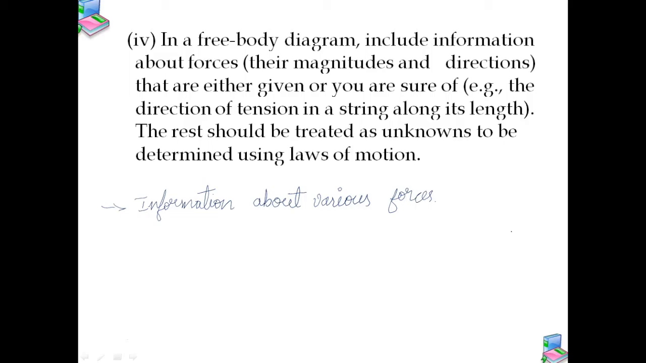One simple example is this: whenever you take a string, obviously you know the tension acts along the length of the string, isn't it? So you can directly write that direction. So not only the magnitudes and directions that you know, but even the directions which you are sure of, for example this tension, as I told you just now. The rest should be treated as unknowns to be determined using the laws of motion. So whatever we know, we should mention. Whatever we don't know, we are going to find out using the laws of motion, isn't it? So all those things we should clearly mention in the diagram. That free body diagram should give the complete information about the system and the various external forces, their magnitudes, the directions, everything should be there on that diagram.